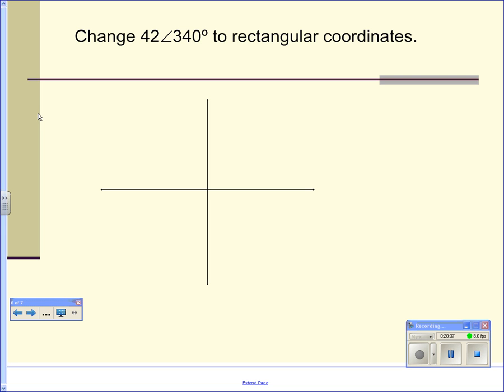So see if you can draw 42 at 340 degrees. Try and draw it by yourself. It's easy. It's on similar triangles again. Similar triangles. I'm not good at the ones that are a little different.